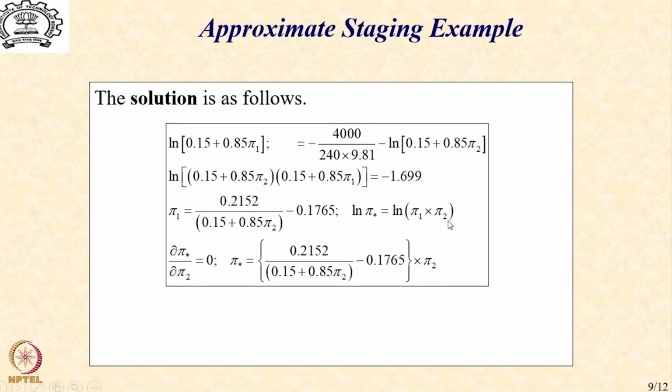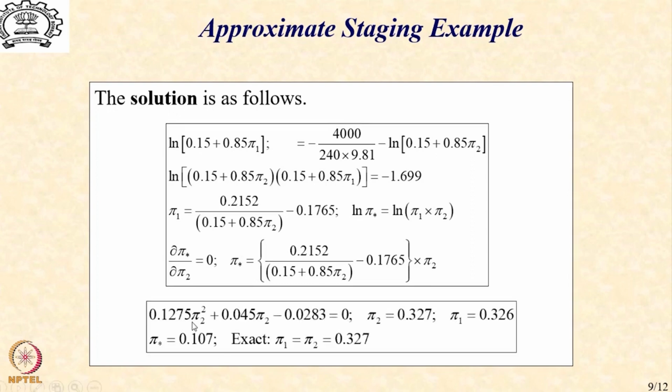Because it is only function of a single variable, I need only one partial derivative of pi star with respect to pi 2, which I evaluate, and then I get a constraint relation saying that my pi star is this expression, and with that expression I get a quadratic equation for pi 2.